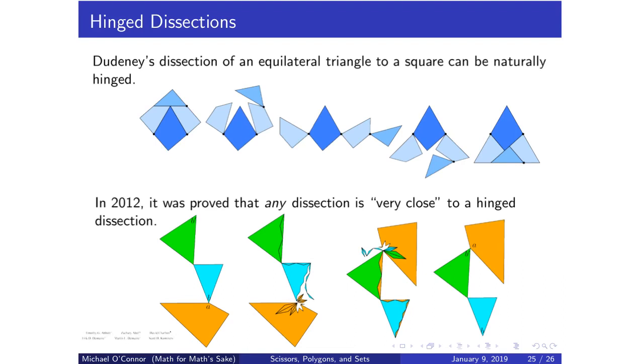And these hinged dissections are sometimes considered more pleasing than other dissections. And people wondered, well, can you always make a hinged dissection? So if you have two polygons of equal areas, we know that you can come up with some dissection. Can you come up with a hinged dissection? And this was just proved in 2012. And it was proved that not only is that true, any dissection you can possibly come up with can be tweaked a bit to become a hinged one.